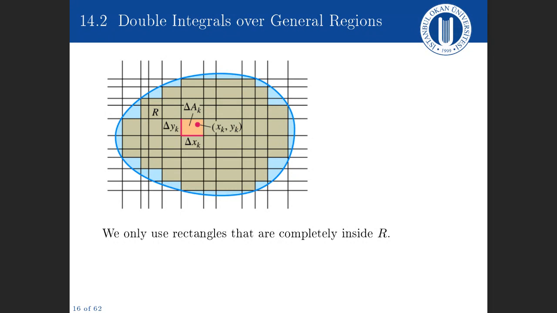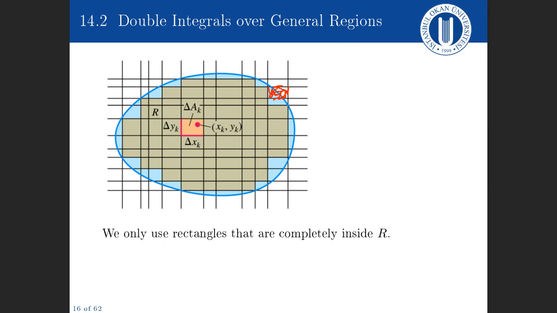Again, we use horizontal lines and vertical lines to split this up into rectangles. And we're only interested in the rectangles which are completely inside R. Some of these rectangles are partly inside R and partly outside R. For example, this one, which I'm coloring in red, is partly inside R and partly outside R. We don't want that. We only want the rectangles which are completely inside R.